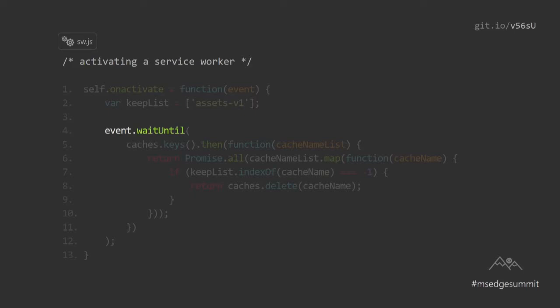Again, we're going to use event.waitUntil so that once these things are done, we're basically allowing this event to finish. So we're going to get the cache keys, caches.keys, and it's going to give us the names of all the caches that we have for that domain. From there, we're going to use Promise.all, and this is just going to take a list of promises. We're going to map the cache name list and basically have this function run through all the cache names, which is just checking if the item is in the keep list. If it's not in there, we're going to delete the cache by using caches.delete.